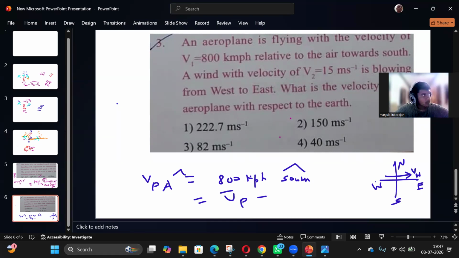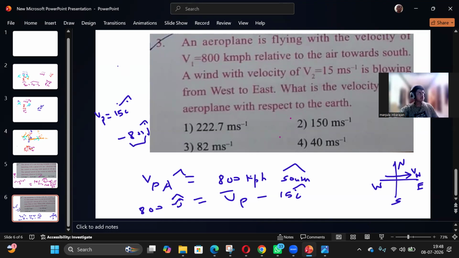I cap is west to east, so the velocity of the wind, which they have given us, is minus 15 along I cap. In this direction here, which is south, is minus j cap, so this is 800. So VP is 15 I cap minus 800 j cap, but you have to convert 800 into units.